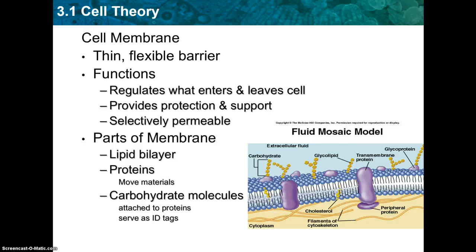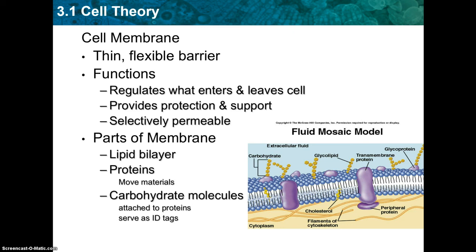Functions: they regulate what enters and leaves a cell. They provide protection and support for the cell, as well as organelles inside of the cell for eukaryotic organisms, because remember that's one of the differences between eukaryotic and prokaryotic. Eukaryotic has membrane-bound organelles. End of the day, right? Yeah. Okay, and they're selectively permeable.